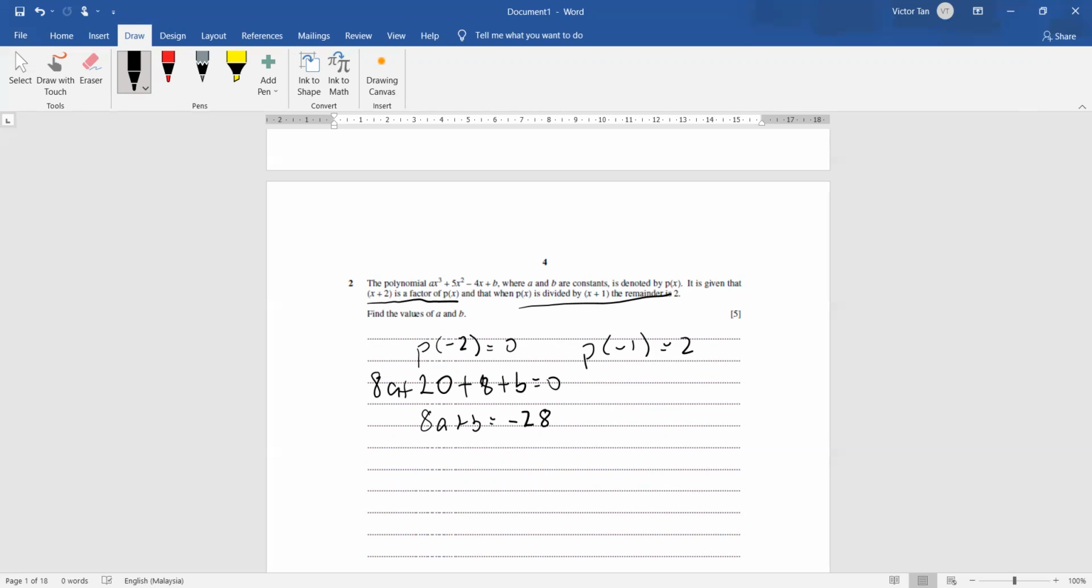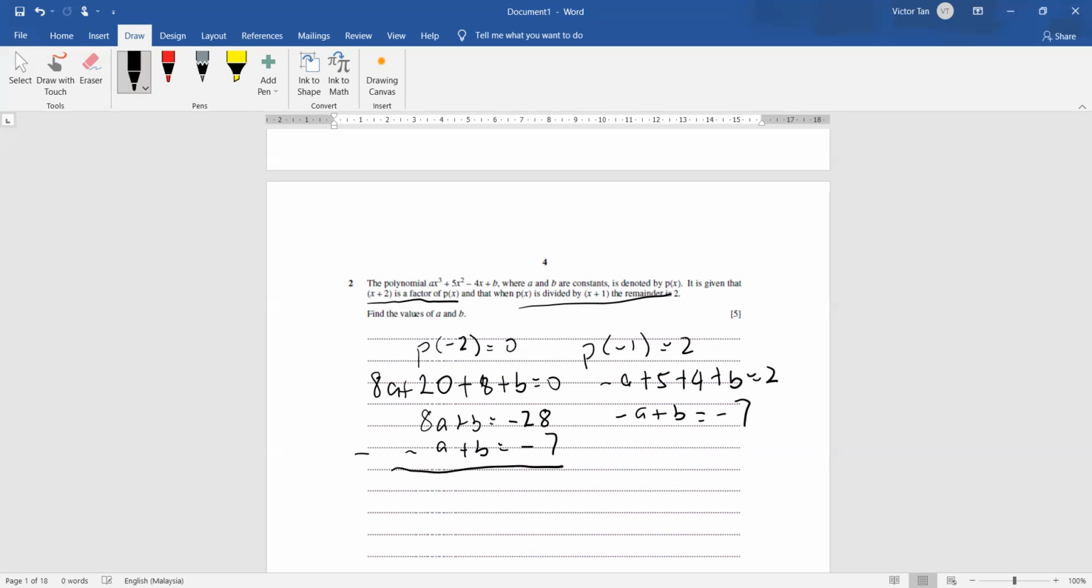On the other side, minus 1 cubed is minus 1, so here is minus a. Minus 1 squared is 1, times 5 is 5. Minus 4 times minus 1 is 4. Plus b equals 2, so here minus a plus b equals 2 minus 9, which is minus 7. Writing it here is easier to see. Plus b equals minus 7.